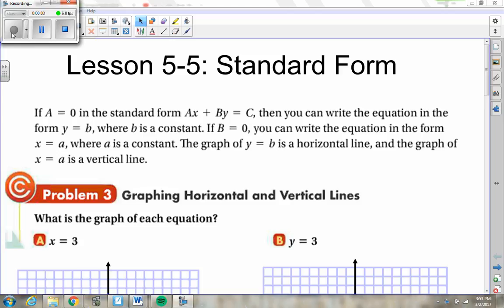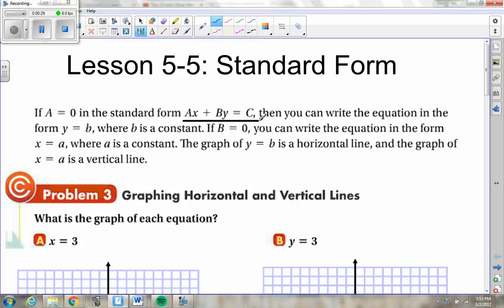All right, Algebra 1A students, welcome to part 2 of lesson 5.5, where we're talking about equations of lines in standard form. In our last video, we talked about standard form as an easy way to find the x and y intercepts of a certain line, and then also graphing those x and y intercepts from the equation.